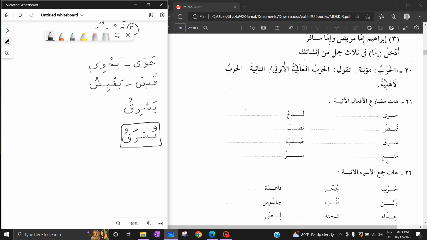To steal. Mana'a, to prohibit. It will be yamna'u. Then ladagha means to get stung, stung by the bee. Yaldahu. Then nasaba. Nasaba means to erect, to make something stand. So nasaba, yansubu.